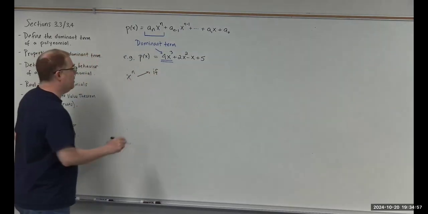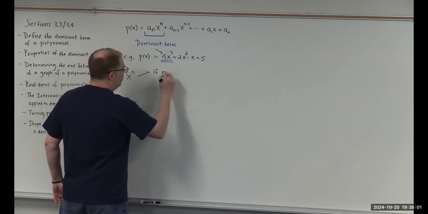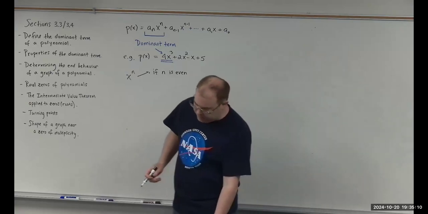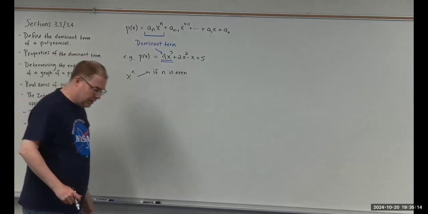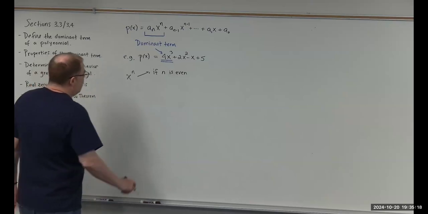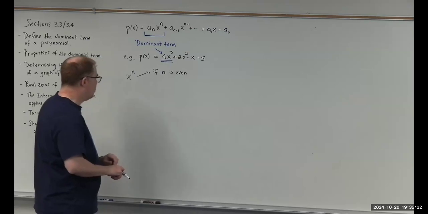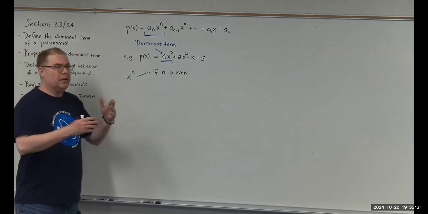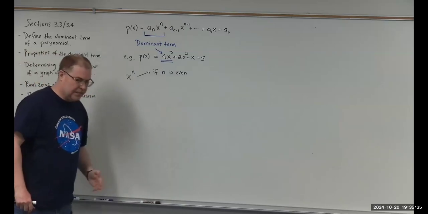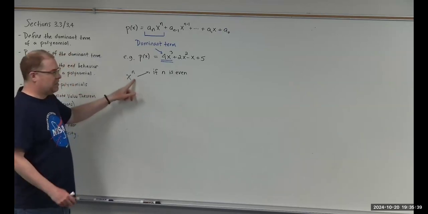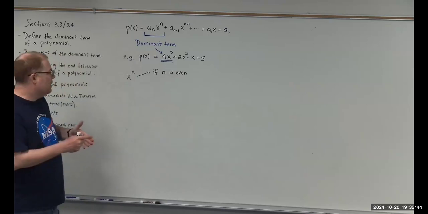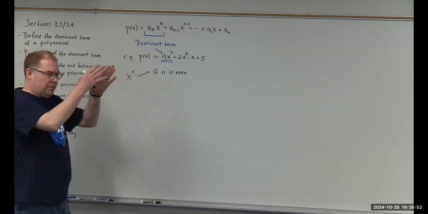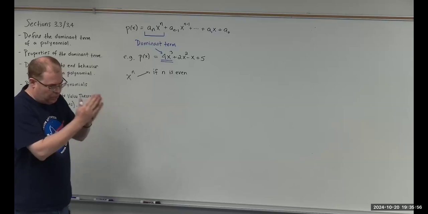So let's first assume that n is an even number, which means that it's divisible by two, for example 0, 2, 4, 6, and so on. If we look at this situation, it could be x squared, x to the power 4, x to the power 6, and x to the power 8. By the way, x to the 0 is a special case. X to the 0 is basically 1, so it's a horizontal line. So we're really considering even integers that start from 2: 2, 4, 6, and so on.